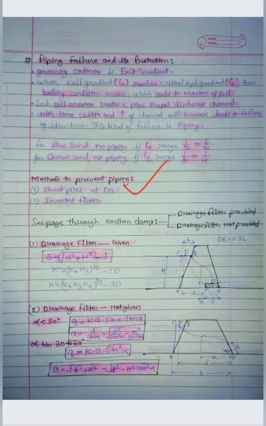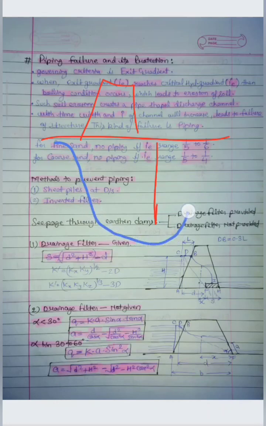So first is the sheet pile. If there is a hydraulic structure, we can provide a sheet pile. Generally it is given at the downstream side, so that the seepage water has to move a longer path, so it will lose its energy, its head, and the loss of head will be more, so the exit gradient will be very small, and this water will not have enough potential to erode the soil mass.